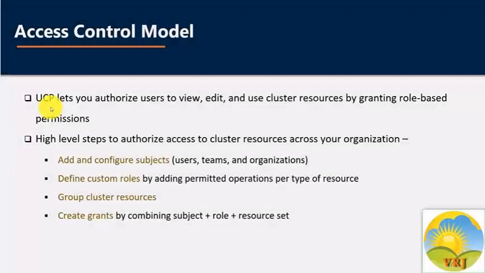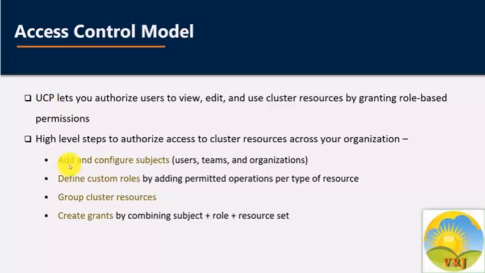Hello everyone. In this nugget, we will discuss role-based access control. Docker UCP has its own built-in authentication mechanism and role-based access control, that is RBAC, so that you can control who can access and make changes to your cluster and applications. UCP lets you authorize users to view, edit, and use cluster resources by granting role-based permissions against resource sets. To authorize access to cluster resources across your organization, UCP administrators might take the following high-level steps.